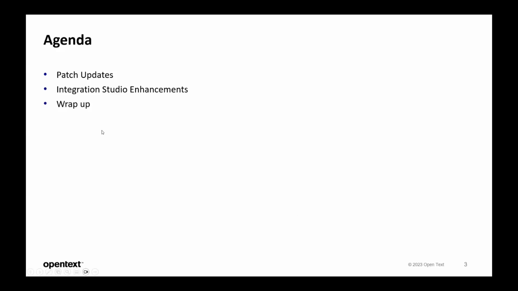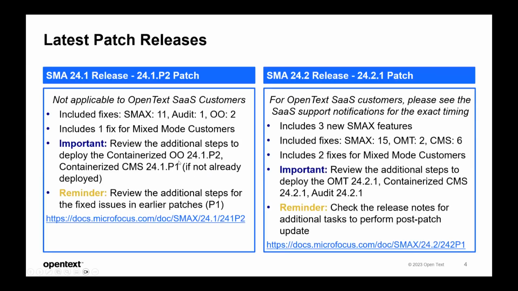So just the agenda for today, we'll do a quick update on the latest patches, and then we'll move into the main topic, which is the Integration Studio. So just on the 24.1 release train, so that's 24.1 and 23.4, the latest patch is patch 2. This is not new, has been released a while ago. So I think we talked about it in the previous session as well. Some fixes on SMAX audit, and if you apply it, make sure you also look at the additional steps from the previous releases.